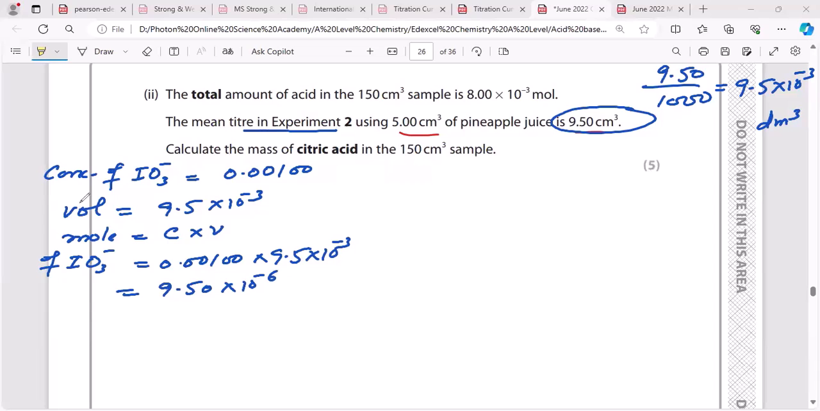Now I have the moles of iodate. I need to note down. Please take a notebook. Note down the moles of this iodate here. Okay, guys, now this is 9.50 into 10 raised to power minus 6.